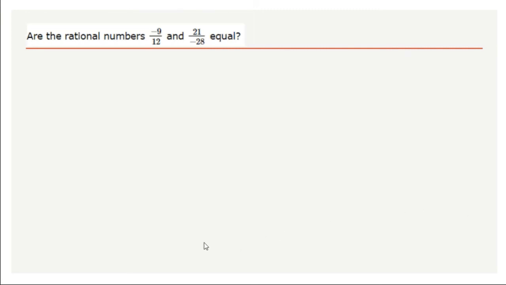Next question. Are the rational numbers minus 9 by 12 and 21 by minus 28 equal? I'll follow a different method to check whether they are equal or not. This time, I want to express both the given rational numbers with a common denominator. When the common denominator is there, we can compare the numerators. If the numerators are one and the same, then the given rational numbers are equal.